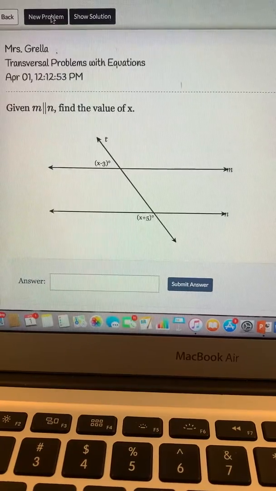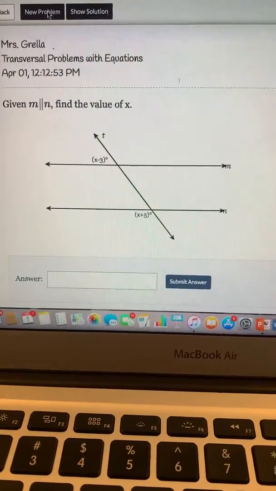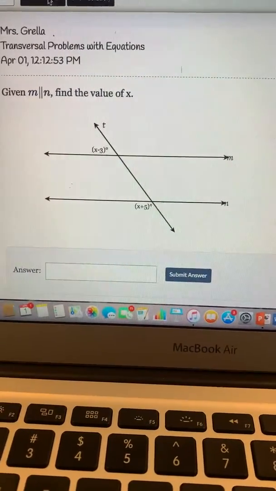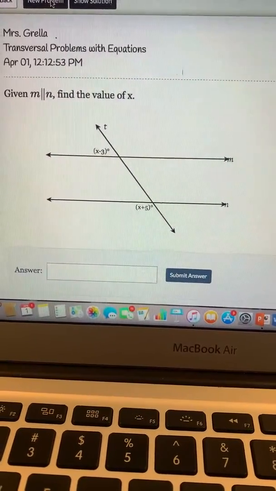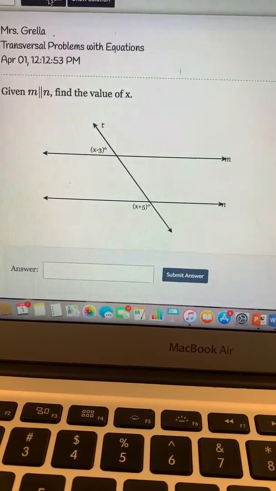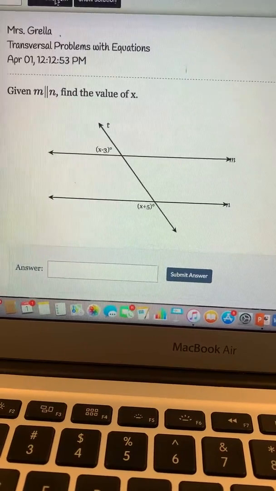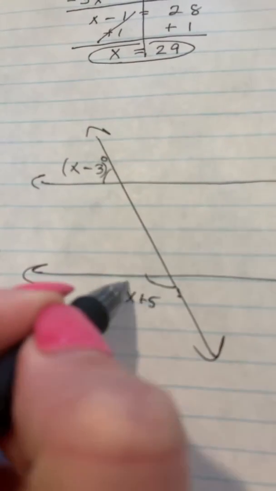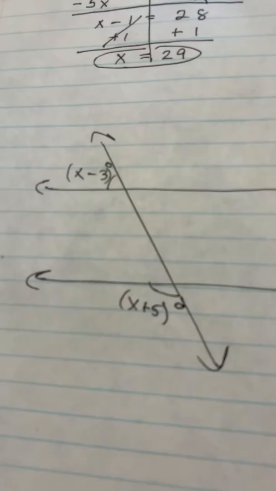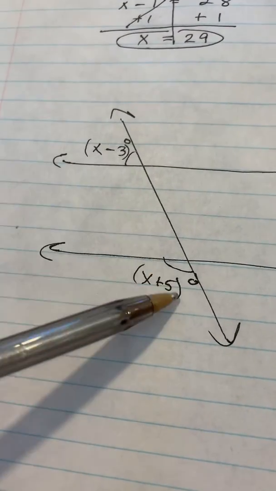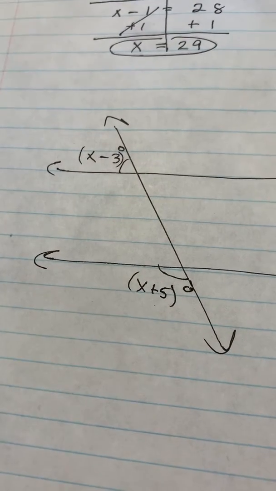So they're telling you that x minus 3 is this angle here, and then x plus 5 is this angle there. So if I were to draw that diagram again on my paper, I have this angle as x minus 3, and I have this angle as x plus 5. Now these angles are actually not equal to each other. These are same side exterior angles. Same side exterior angles are supplementary.